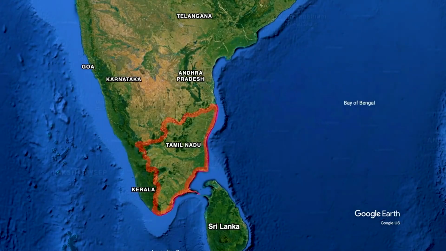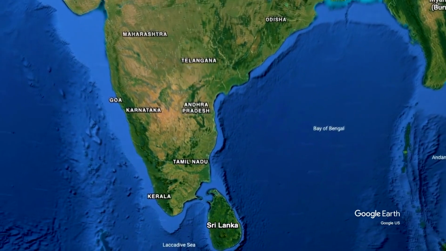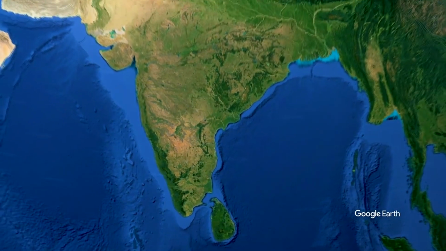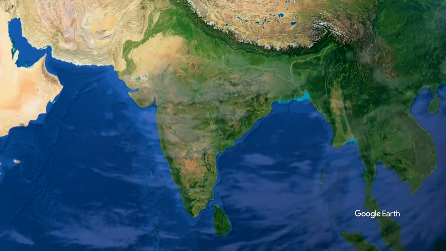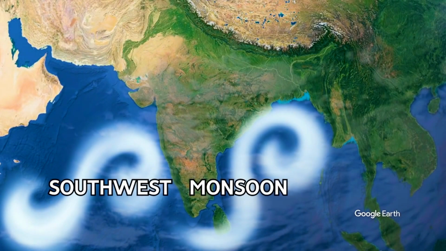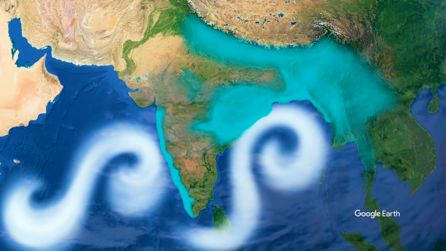Tamil Nadu is located on the southeast tip of India on what is called the Coromandel Coast. This coast has a different rainfall pattern than other places we've visited in this series. The majority of India gets its rainfall from the southwest monsoon that takes place between June through September. That rainfall reaches India, but is blocked by the Western Ghats Mountains, creating a rain shadow on the Coromandel Coast.